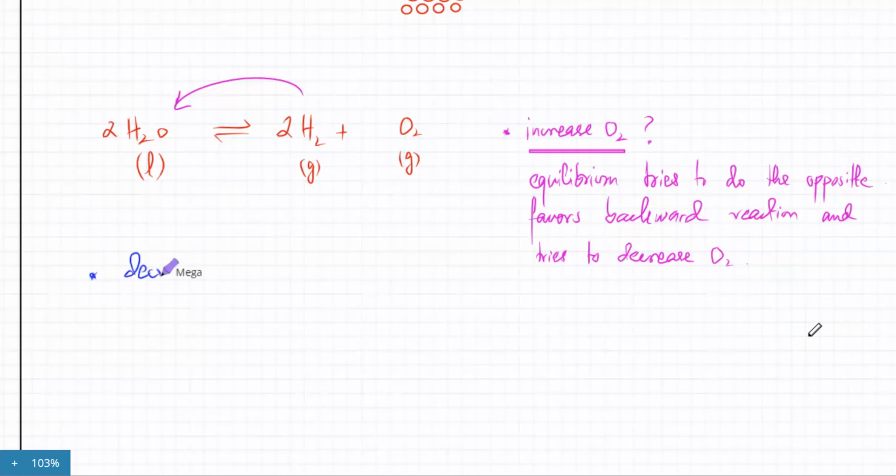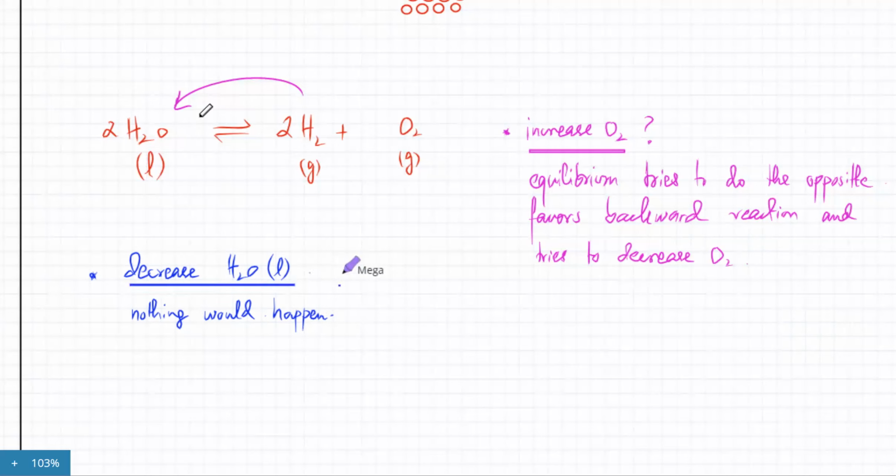Like what happens if you decrease the amount of water? Nothing would happen. Equilibrium would remain unaffected because the concentration never changes. For liquids, the concentration is a constant and it never changes.